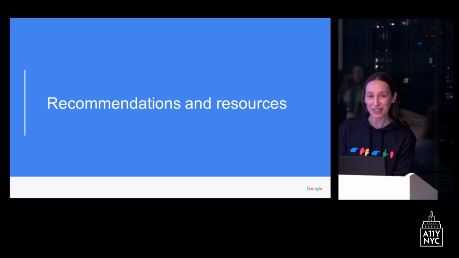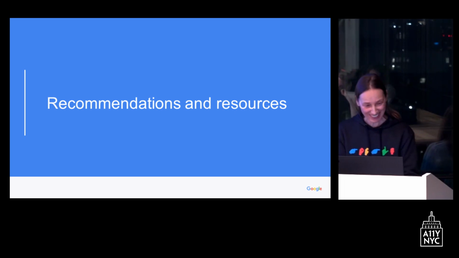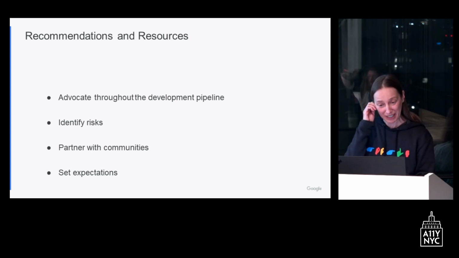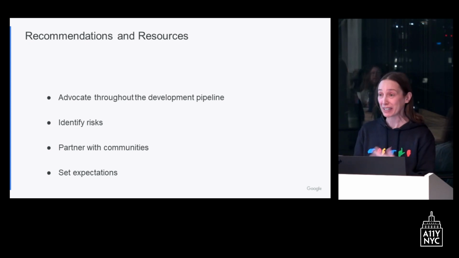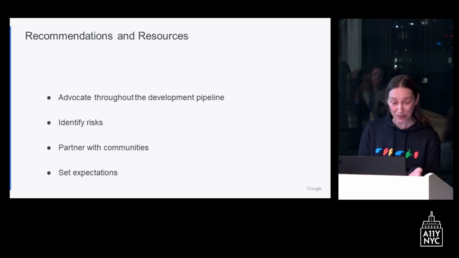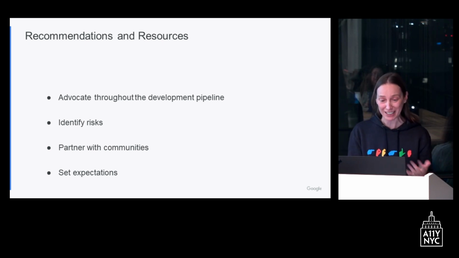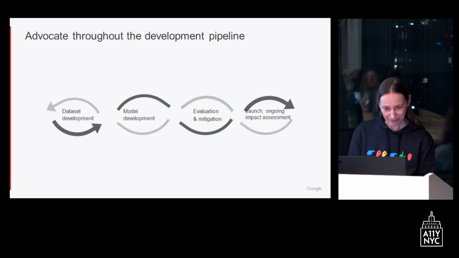Okay, so what can you take away from this whirlwind tour? So we have four takeaways to go over here. If your organization is using AI in an accessibility or other context, or you have some involvement or influence, here are some things that you can do to help maximize the benefit and address some of the challenges that Cindy outlined. So, four steps: advocating for inclusion, identifying risks, partnering with communities, and setting expectations.